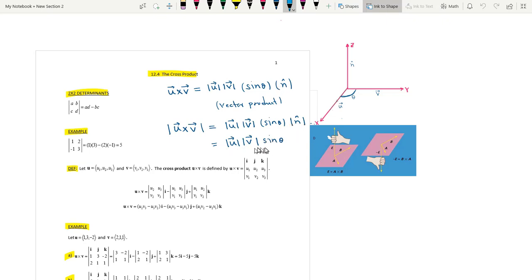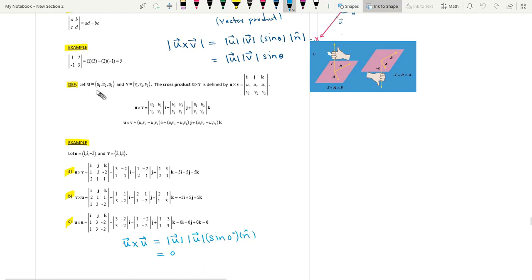Now to proceed further, we need to know the determinants. If you have a 2 by 2 matrix, the determinant of A, B, C, D is AD minus BC. For example, if you have the 2 by 2 matrix 1, 2, negative 1, 3, then its determinant is 1 times 3 minus negative 1 times 2, which is 5.